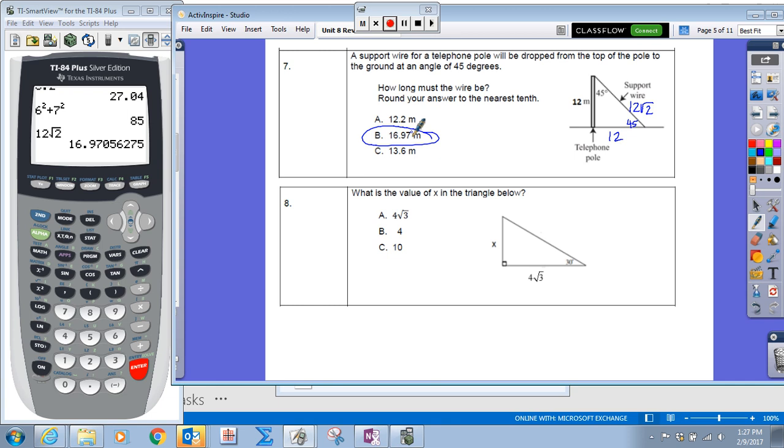Number 8 says, what is the value of x in the triangle below? So this is a 30, 60, 90 triangle, and they've actually given us the middle side. So to go backwards to our x across from our 30, we have to just divide that by the square root of 3. So when we divide 4 root 3 by the square root of 3, our square roots cross out, so we're really just left with 4. So it's going to be D.